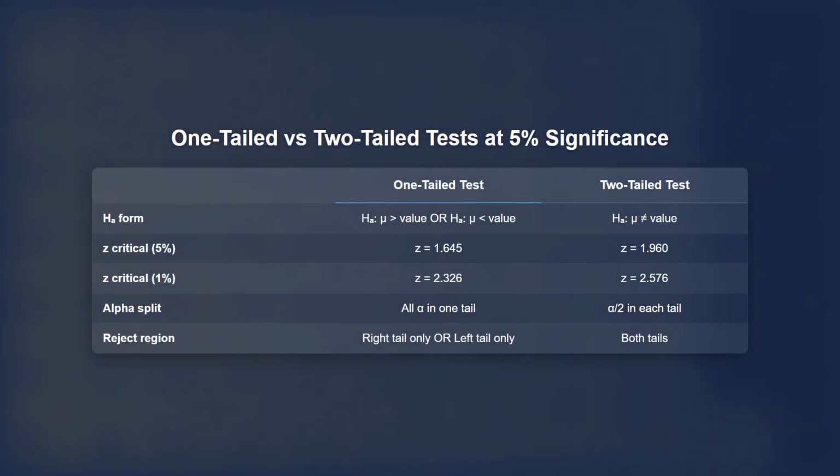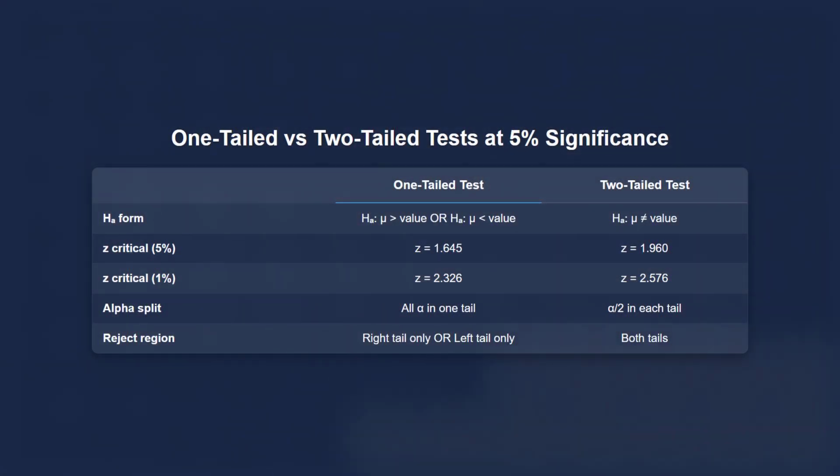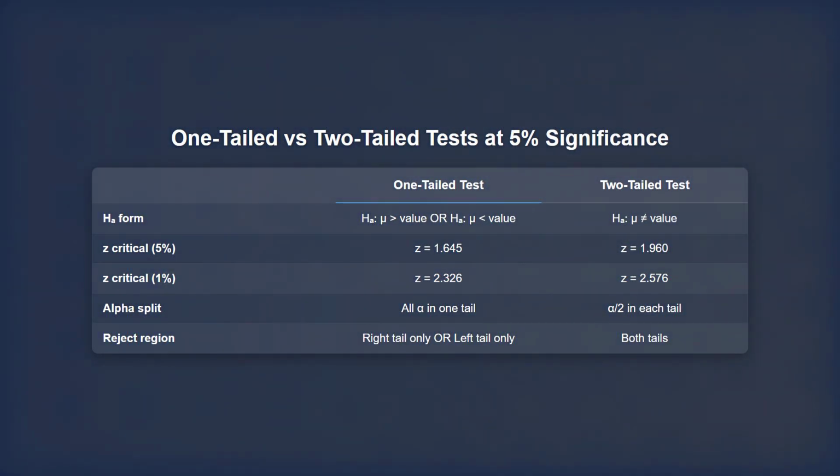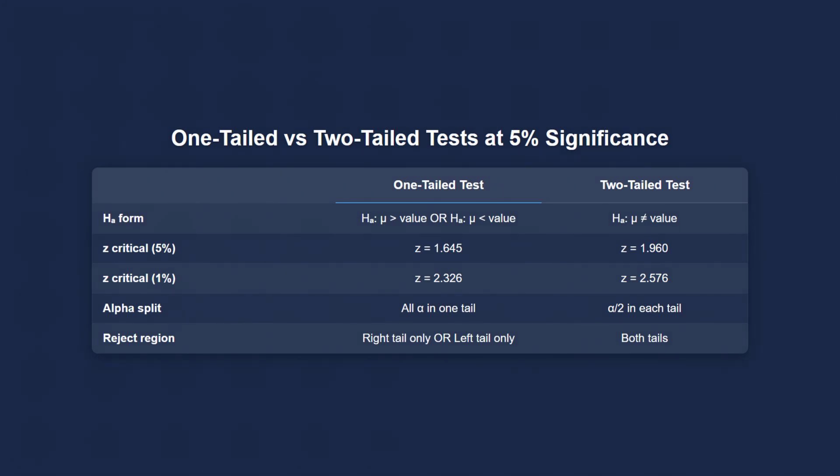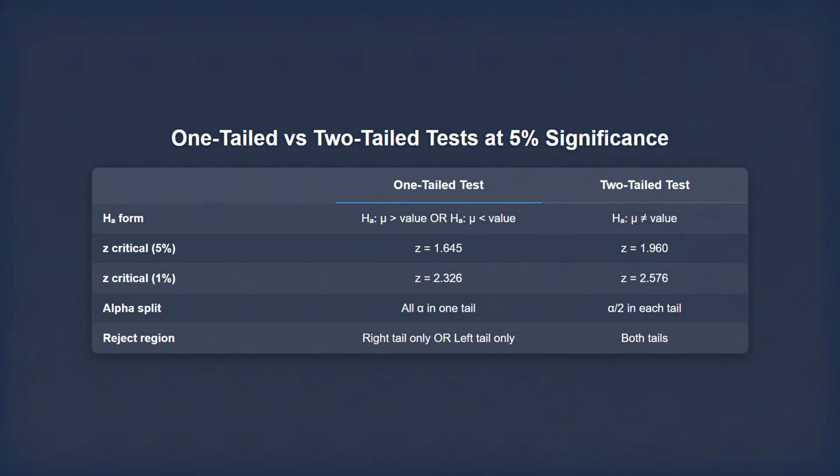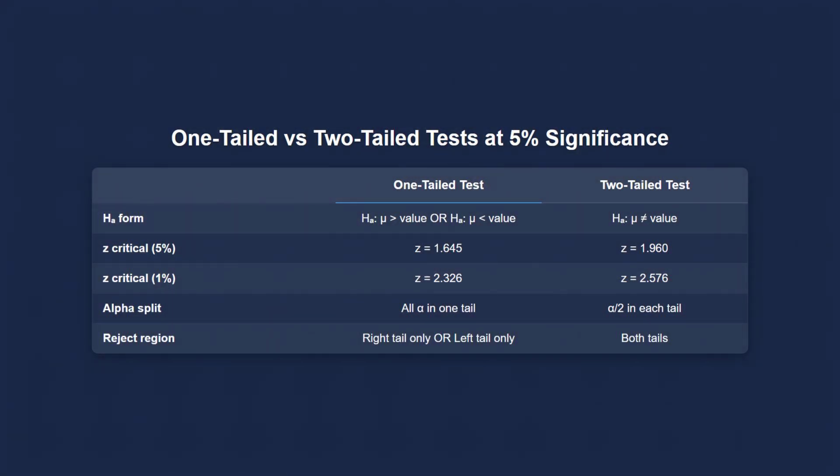One-tailed versus two-tailed. This distinction directly controls which critical value you use, and the exam will absolutely test this. A two-tailed test at 5% significance splits alpha equally, 2.5% in each tail, giving a z critical value of 1.96. A one-tailed test at 5% puts all 5% in one tail, giving z equals 1.645. The most common exam trap, using 1.645 when the test is two-tailed or 1.96 when the test is one-tailed.